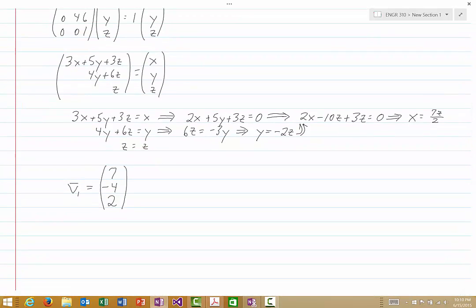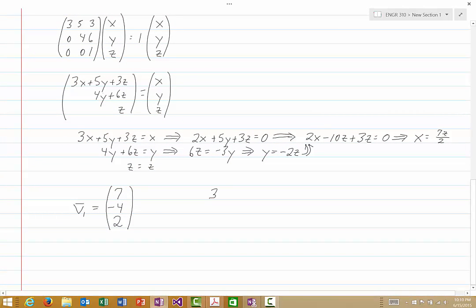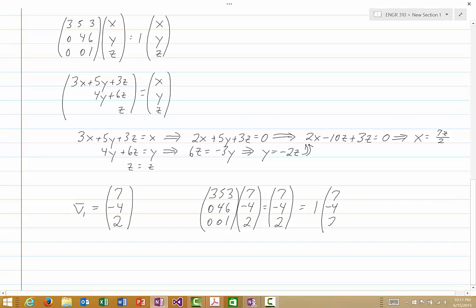And as we've been doing before, let's check this and make sure it looks correct. So we have the matrix 3, 5, 3, 0, 4, 6, 0, 0, 1, times 7, negative 4, 2. And let's see what this will give us. 3 times 7 is 21, minus 20 is 1, plus 6 is 7. 4 times negative 4 is negative 16, and plus 12 is negative 4. And finally, 1 times 2 is 2. And sure enough, that's equal to 1 times 7, negative 4, 2.